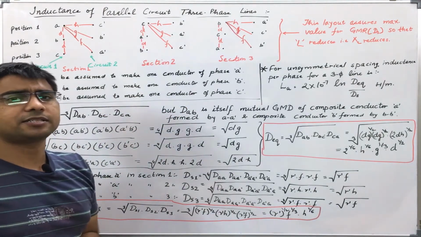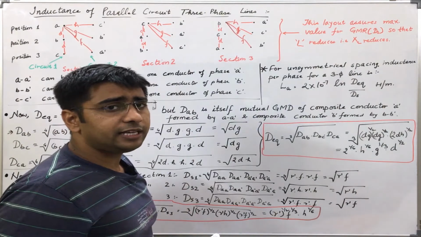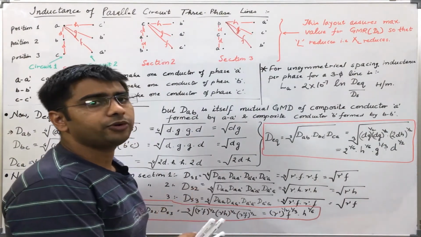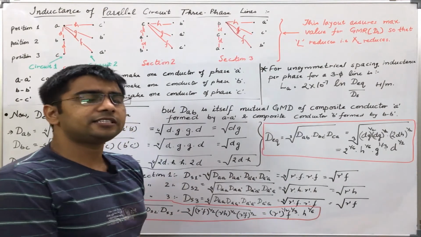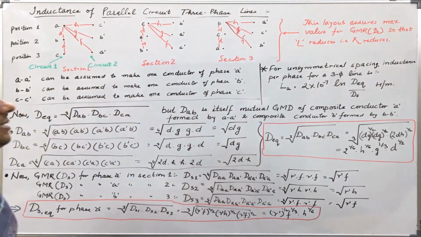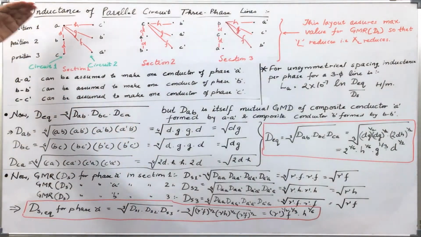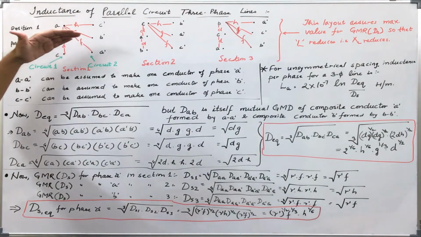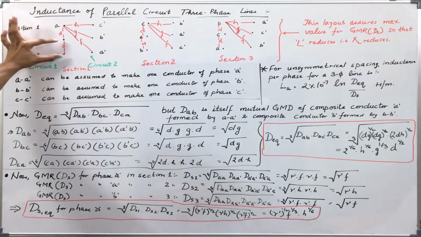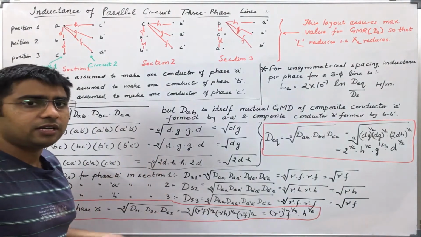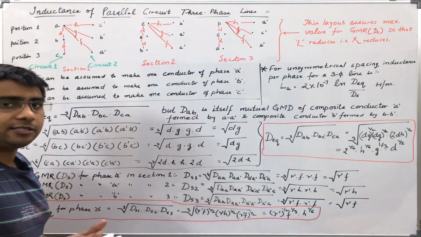Now in our previous lecture, we have already derived the expression for calculation of inductance of a three-phase transmission line when the spacing is unsymmetrical. As you can see, the spacing is not symmetrical in this case also. For example, between AB it is D, between BC it is D, but between A and C it is 2D. So the spacing is not equal for the three phases.